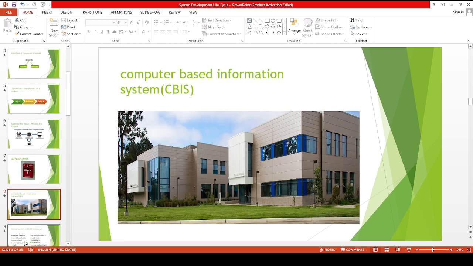Computer based information system, otherwise CBIS. You can also see in this picture that they all work automatically. There is an office working automatically by the computers. We only have to tell the computers what we want to do, then the computers do what we want.